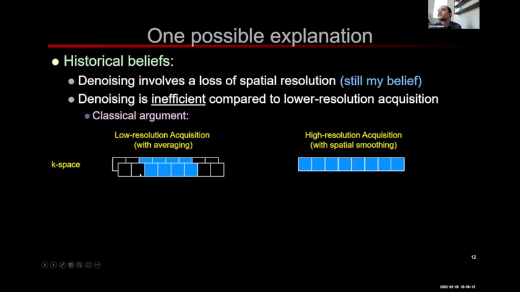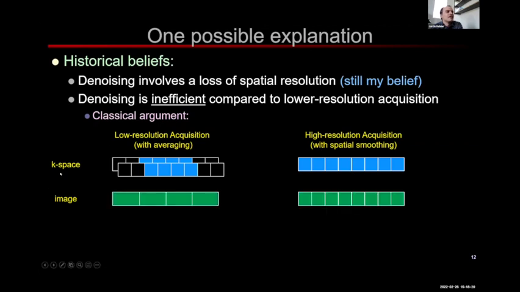So we've acquired those low frequencies twice to keep everything fair. If we then take this data and look at what happens in the image domain, from the low resolution data we'll get a low resolution image with these really big voxel sizes, versus the much smaller voxel sizes we get with the high resolution acquisition.